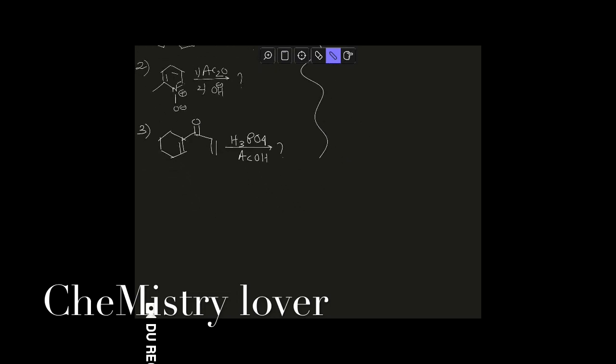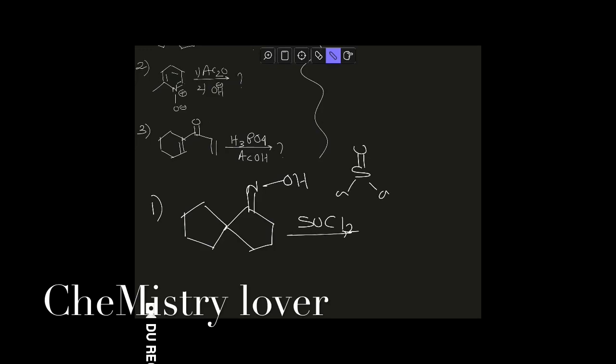In the first question, number 1, you can see this is given. We have this spirocyclic compound where we have this oxime group, and it is treated with SOCl2. So what will happen in the first step? SOCl2, if I open up the structure, it will be like this, and now this OH group will attack on sulfur and one chlorine will leave.